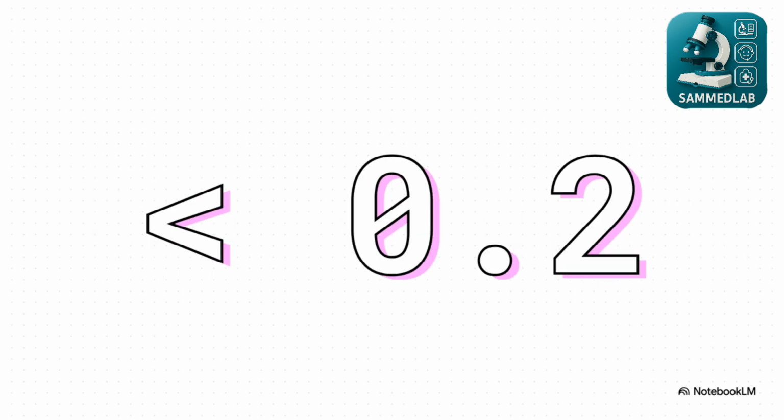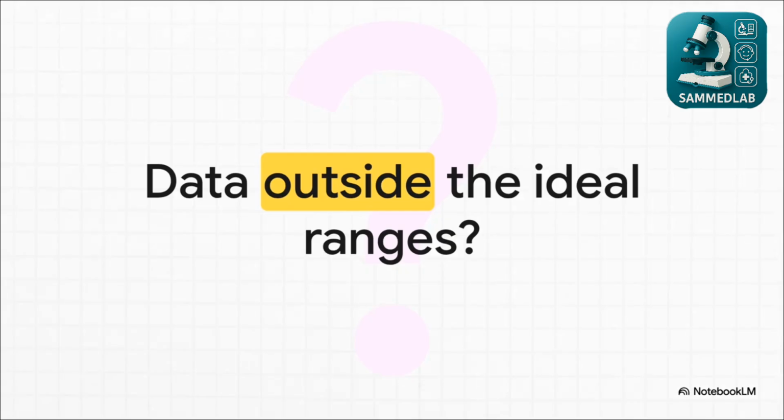The second big checkpoint is precision. For this, we look at the standard deviation of the CQ values between your technical replicates. Ideally, you want this number to be below 0.2. A low number here is a great sign. It means your pipetting was super consistent and your assay is highly reproducible. Nice work.